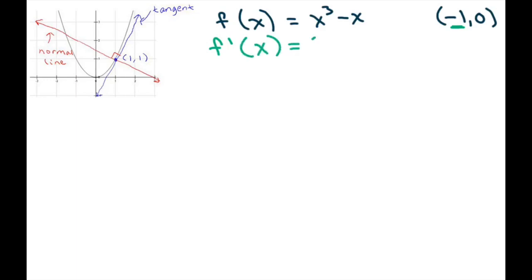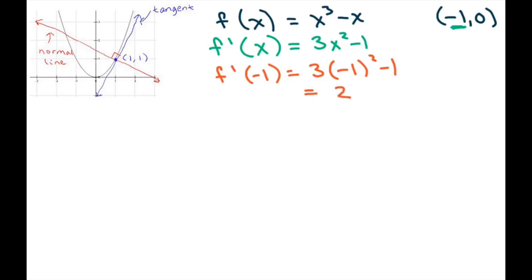F prime of x is 3x squared minus 1. Now we're going to plug in our -1. So this would be 3 times (-1) squared minus 1, and that's going to be 3 minus 1, which is 2. So our slope is 2. And if the slope of the tangent is 2, then the slope of the perpendicular is -1/2.